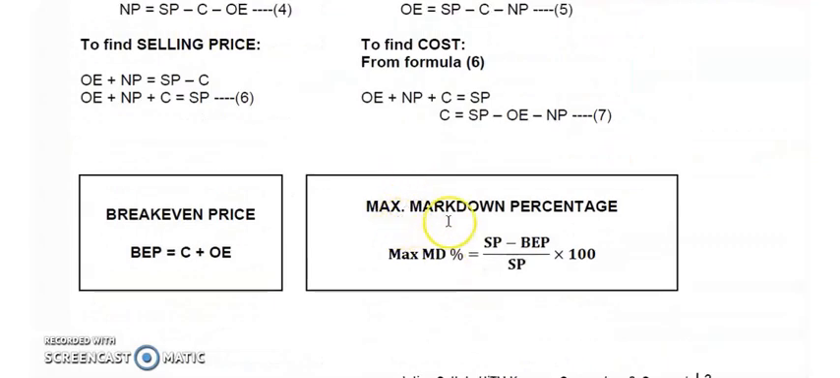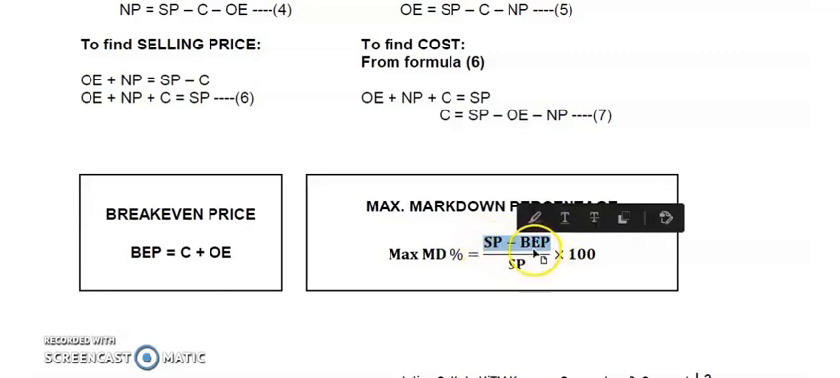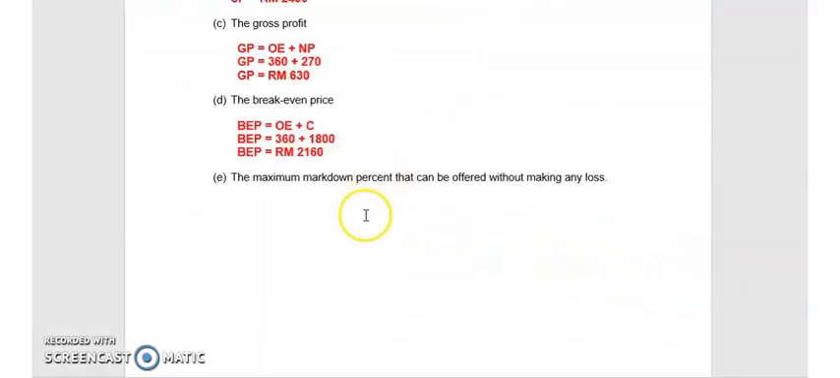Maximum markdown percentage: what is the maximum markdown percentage? Original selling price minus break-even price. This part will be your maximum amount of markdown. Then if you want to find the percentage, for sure we need to divide by the original selling price, and to express it in percentage, multiply by 100.